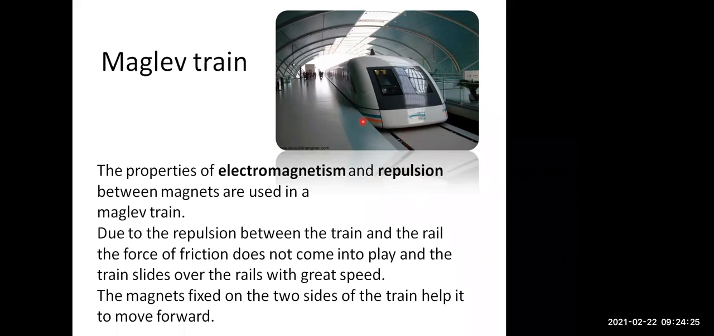And the magnets which are fixed on the two sides of the train help the train to move forward. So again, the maglev train, which has a very high speed, uses the property of electromagnetism and the repulsion between the magnets.